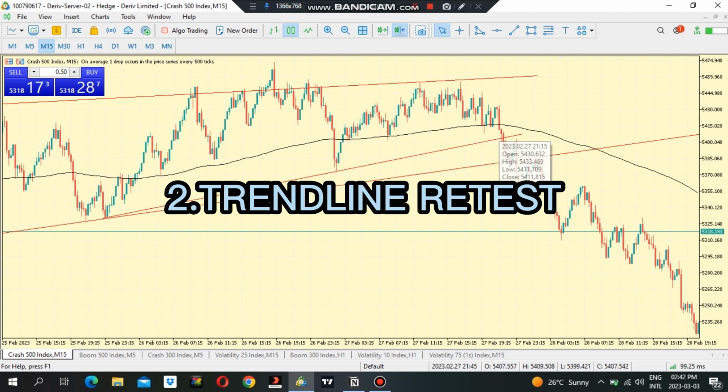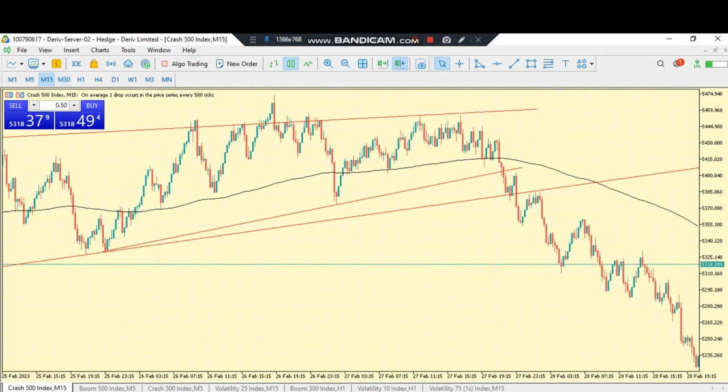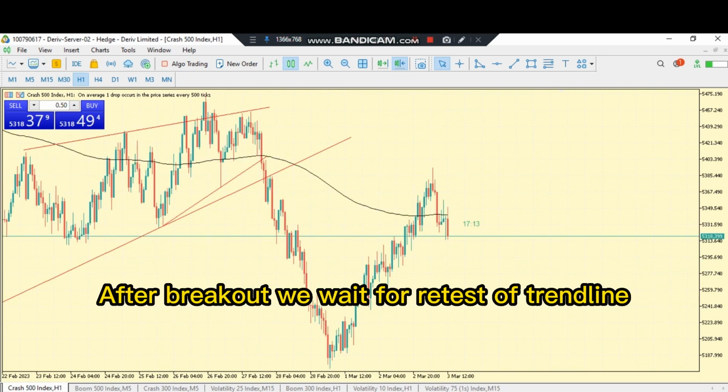So then the second strategy is the pullback and retest of the trend line. As you can see here, on the first trend line, this trend line right here, the one that touched here and here, we don't get a pullback to the trend line. So we don't get any entry over here. And on the second trend line, let me shift to the banner.